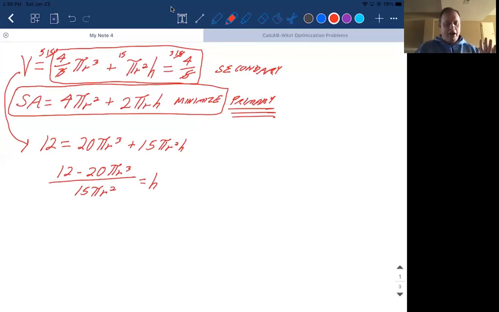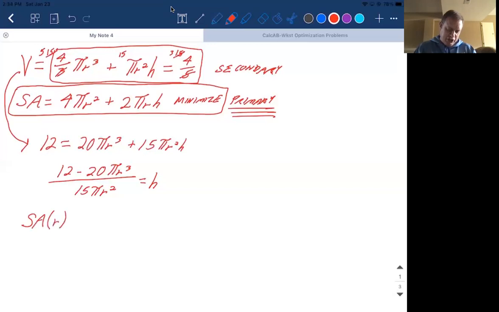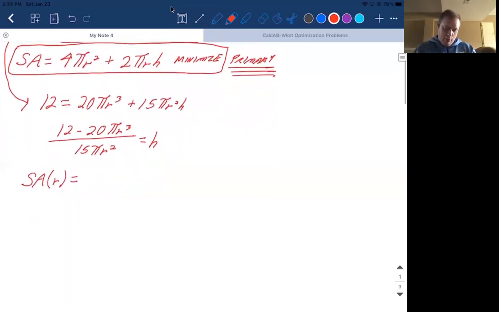Now, if all three of those terms, that 12, the term with the 20 in it, and the term with the 15 in it, all can be simplified, my gosh, do you want to do that right here? You don't want to work with huge things if you can help it. Okay. So now let's write a surface area equation as a function of r. We're going to have 4 pi r squared plus 2 pi r, and this h up above is going to become the new h, which is 12 minus 20 pi r cubed all over 15 pi r squared.